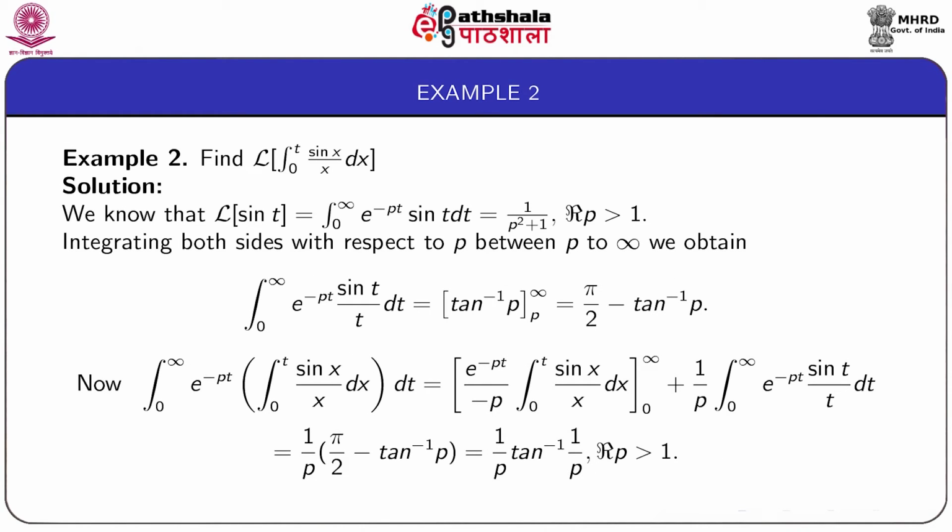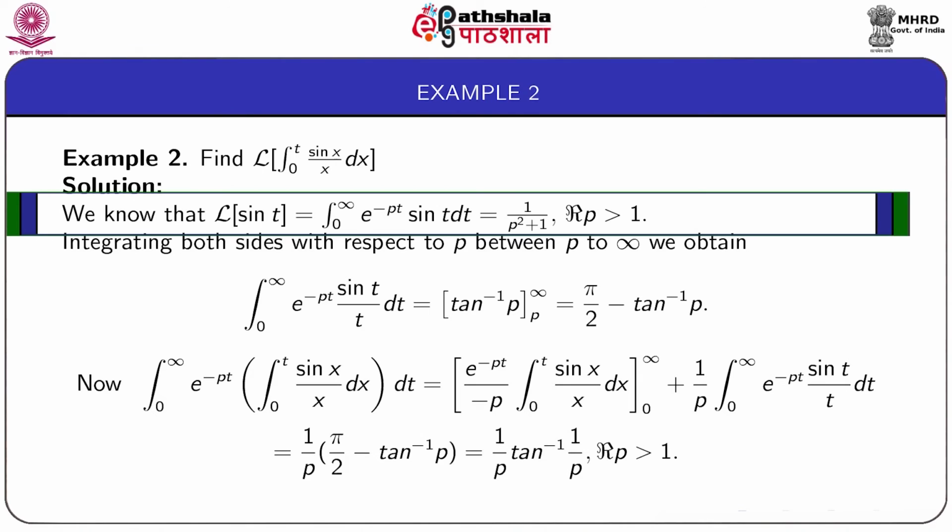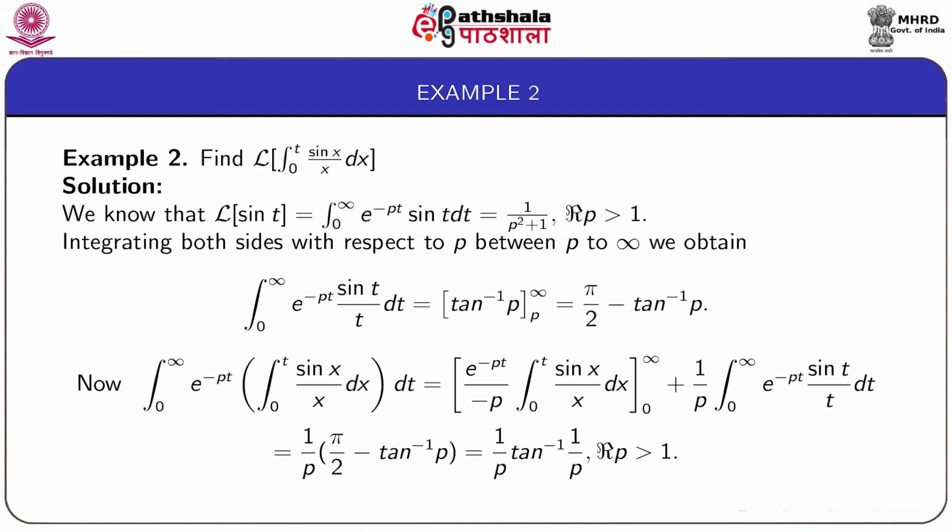Next we come to example 2. Find Laplace transform of integral from 0 to t sin x by x dx. We know that Laplace transform of sin t is integral from 0 to infinity e to the power minus pt sin t dt, which can be evaluated to be equal to 1 by p square plus 1 for real p greater than 1.